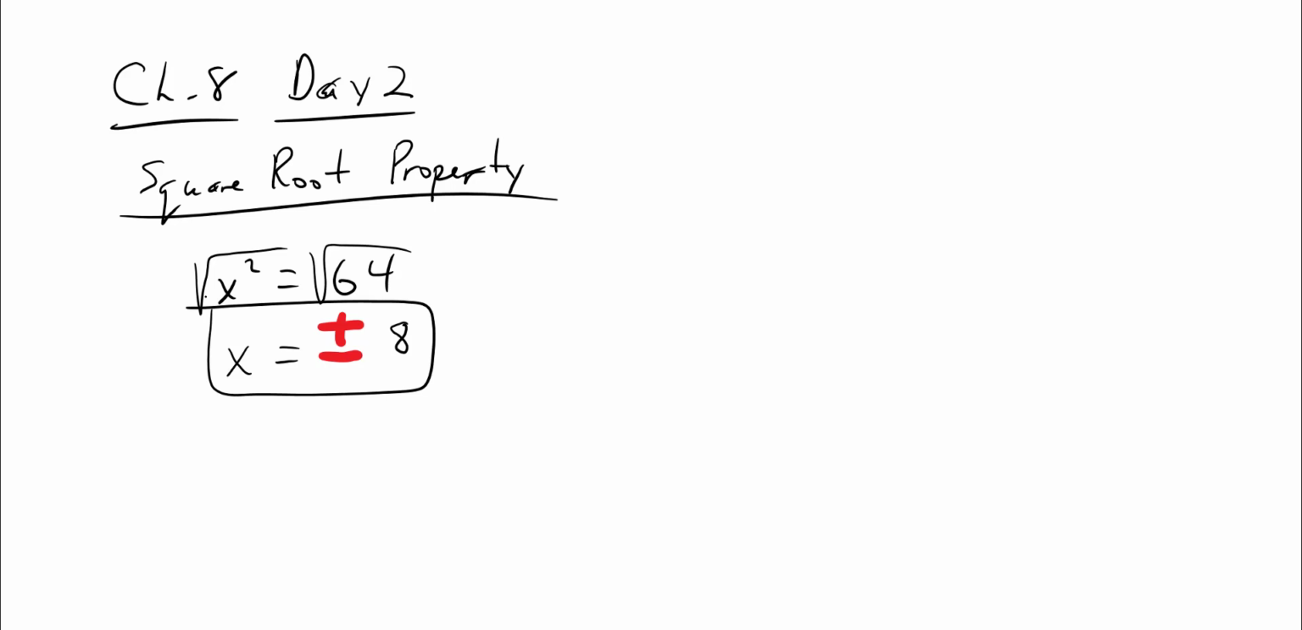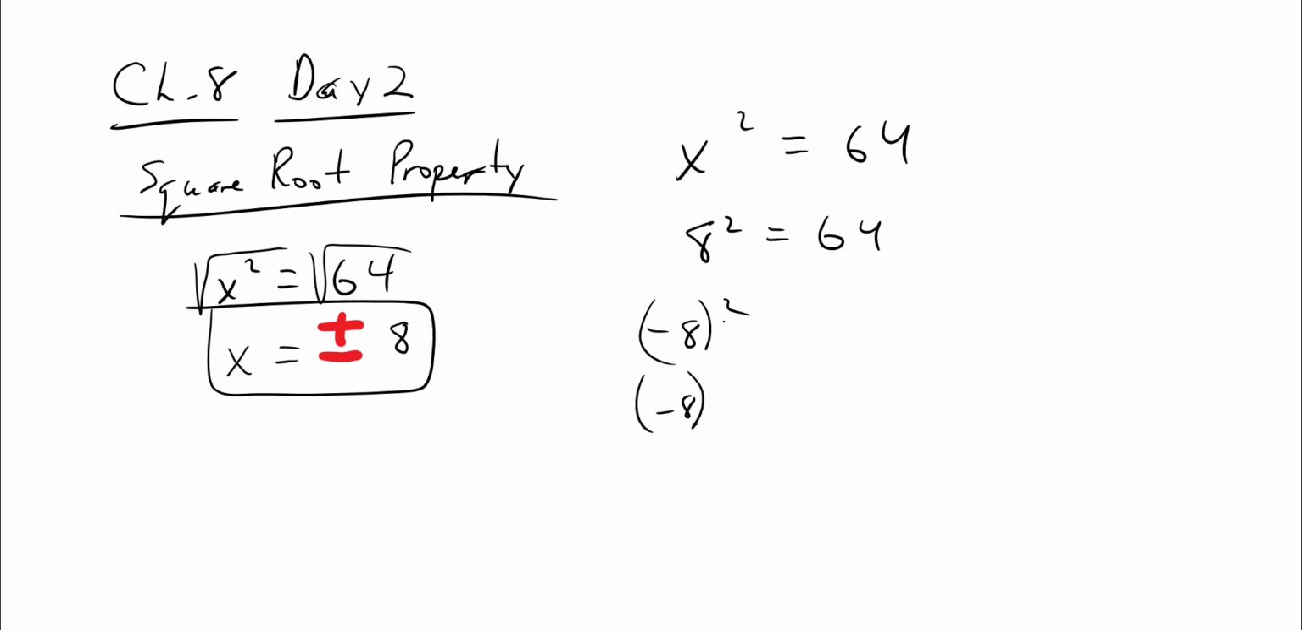Please do not forget the plus or minus. The reason it is a plus or minus is, let's go back to the original problem. It's x squared equals 64. So basically I'm asking you, what can I square to give me 64? Well, of course, if I square 8, I get 64, because 8 times 8 is 64. Same thing if I square negative 8, because negative 8 squared is the same thing as negative 8 times negative 8, which is positive 64. That's why it can be either a positive 8 or a negative 8 to give me the correct answer.